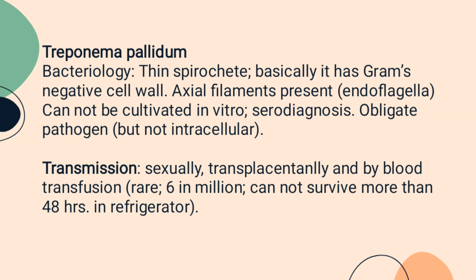Treponema pallidum bacteriology: Treponema pallidum is known as syphilis. A thin spirochete, basically it has a gram-negative cell wall. Axial filaments present, endoflagella, cannot be cultivated in vitro. Serodiagnosis. Obligate pathogen but not intracellular. The mode of transmission is sexual, transplacental, and by blood transfusion.